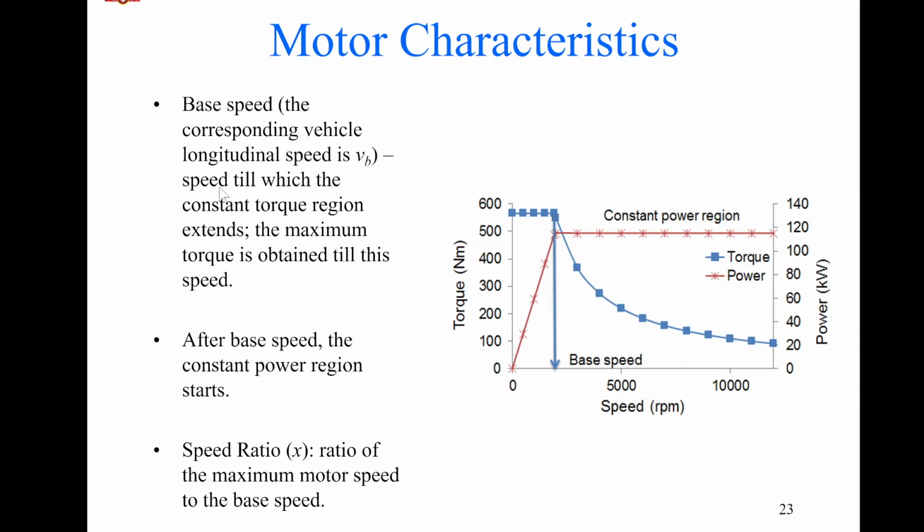So yeah, the base speed is essentially the speed till which the constant torque region extends. The maximum torque is obtained up to this speed and then it drops. So we can define speed ratio for a motor as the ratio of the maximum motor speed to the base speed.